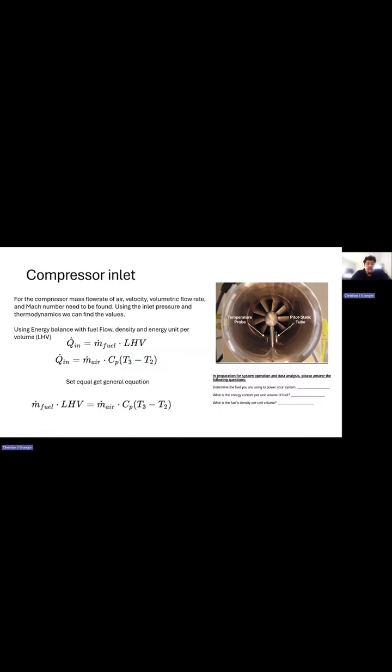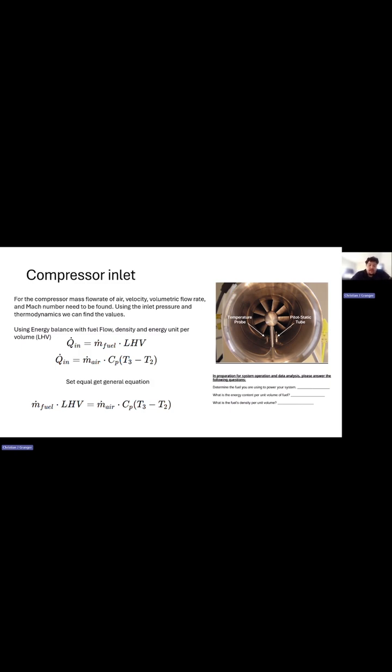For the compressor inlet, the mass flow rate of air, velocity, volumetric flow rate, and Mach number all need to be found. We're going to use the inlet pressure and thermodynamics to find these values. Using an energy balance from our combustor, Qn is the m dot fuel times the lower heating value. That Qn is equal to the m dot air, which we need to find, times Cp (T3 minus T2). Cp (T3 minus T2) is also the same thing as the enthalpy change, so that's just H3 minus H2.